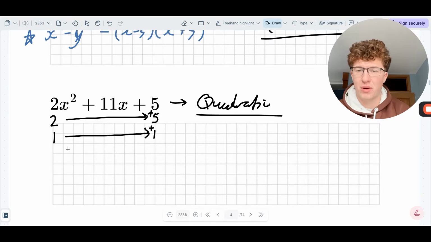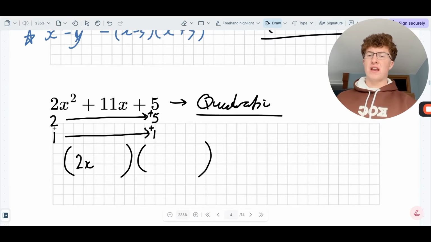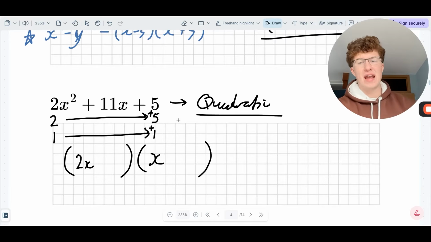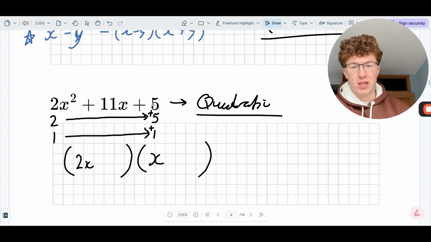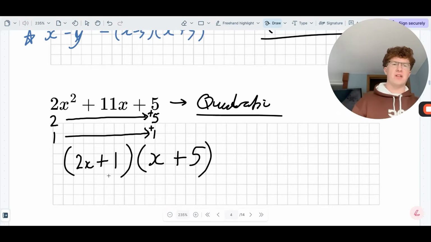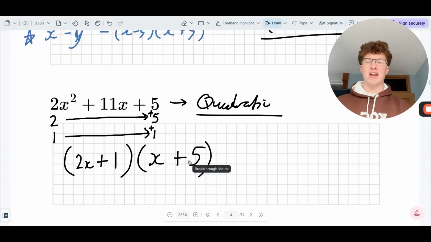So now we know what we're working with, the numbers at least. Draw the brackets. We're going to put the 2x over here and the 1x over here. Now, key here is the 2x is multiplying with the 5, so they have to go in opposite brackets. Because if they go in the same bracket, they're never going to be in a scenario where they can multiply with each other. So we're going to have 2x plus 1 times x plus 5.